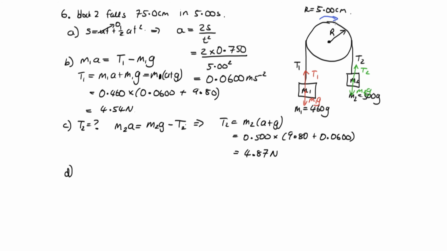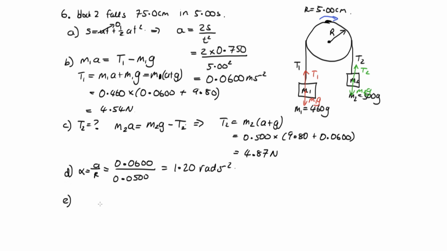Now with part D, because this isn't slipping, the tangential acceleration on the edge of the ring must be the same as the acceleration of the two blocks. So we can use our equation that alpha = a/R, and we've calculated a up here, 0.0600, and R, that's the radius, which is 5 centimeters, so that's 0.0500 meters. And so doing this, we get 1.20 radians per second squared as our angular acceleration.